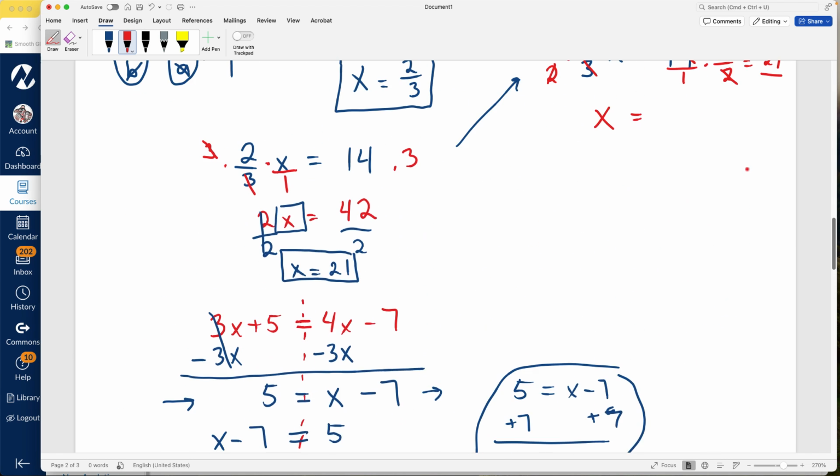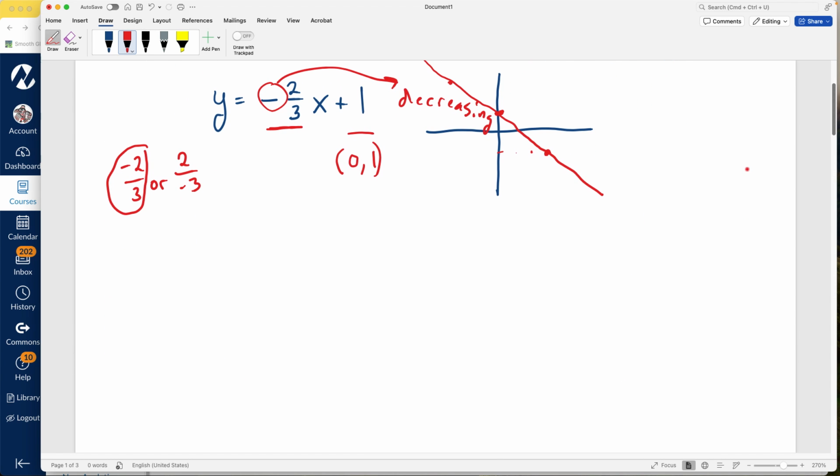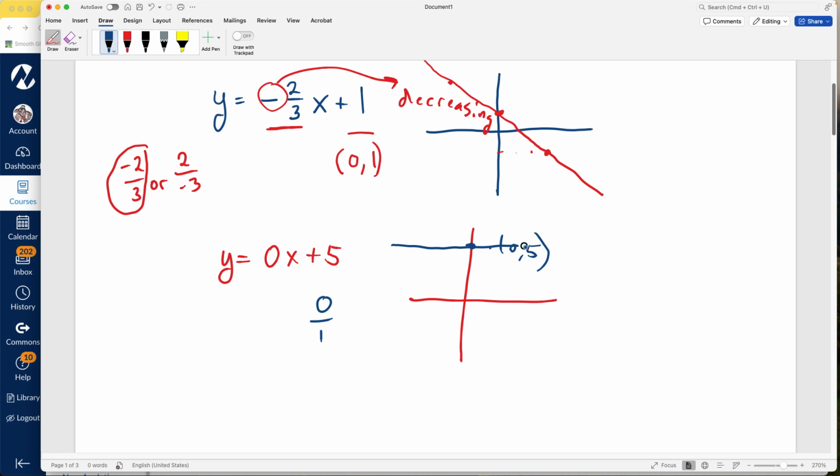2 other things that can happen is we could have a horizontal line, y equals 0x plus 5. So again, the starting point is 0, 5. 0, 1, 2, 3, 4, 5. This is 0x, so that means we rise 0, maybe run 1, rise 0, run 1, rise 0, run 1. That's going to give us a horizontal line.